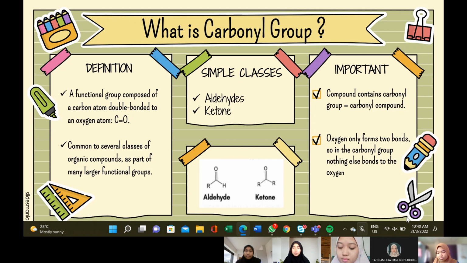It is important that we remember that a compound that contains a carbonyl group is called a carbonyl compound, and oxygen only forms two bonds. So in the carbonyl group, nothing else bonds to the oxygen. So if it's oxygen, then it's bonded to carbonyl. Okay, I will pass to the next presenter.